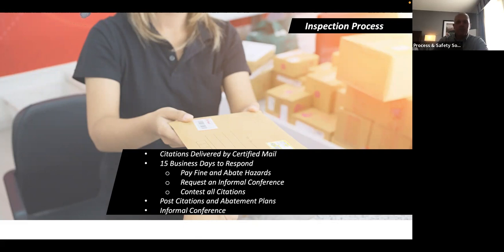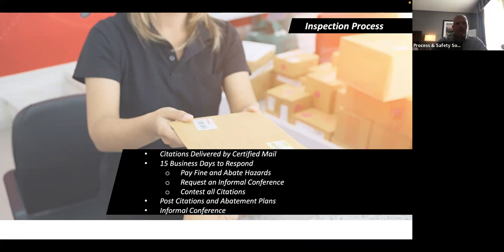You have 15 business days to respond. There was a situation I know of when I was a compliance officer where we had not heard from the company in almost 30 days after the citations were issued. When we started to look into the reason why, we found out that the person that had received the mail, the citations, didn't get it to the right people, and it was still on the person's desk where they had put it. So at that point in time, it was past the 15 days, so they had no recourse other than to pay the citations. So you have 15 days to respond.